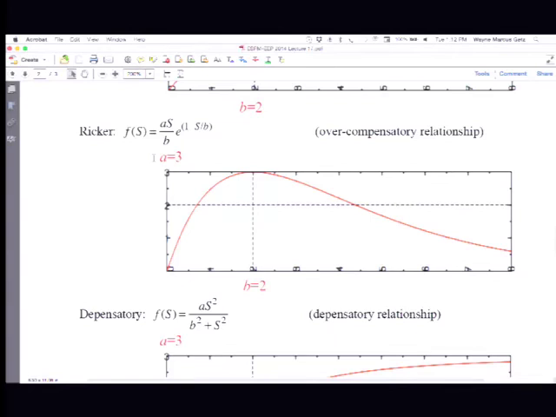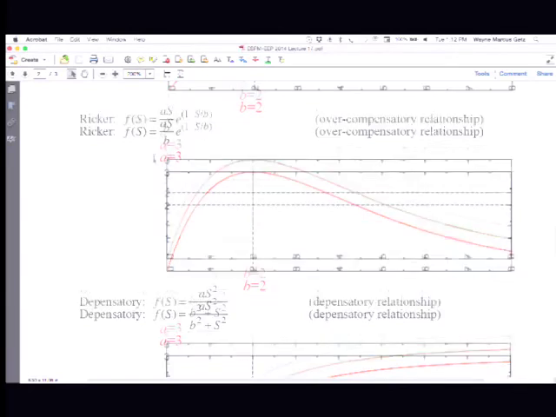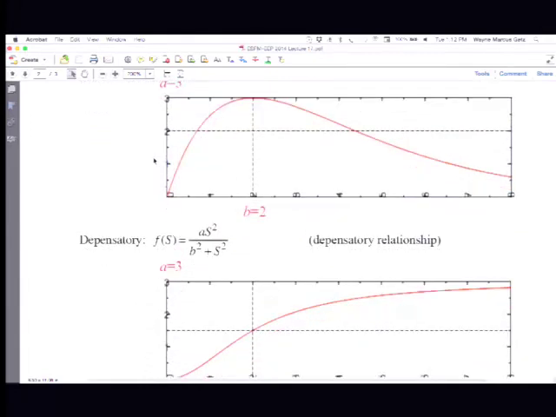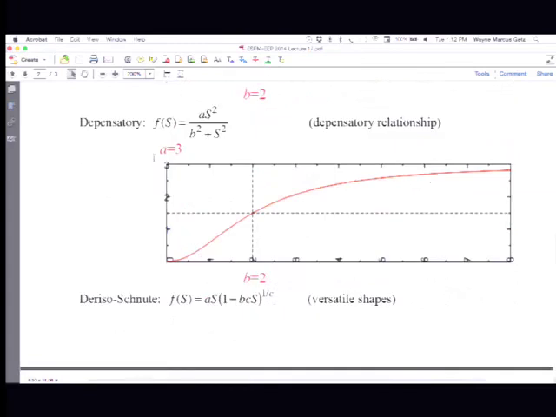And we'll talk about competition, different kinds of competition, when we come to discussing populations competing, like two populations competing, so when we get to our multi-interaction models. And then there's what's called a compensatory relationship, where you start off with a slope that's close to 0, then you get a maximum slope, and then it turns over again.